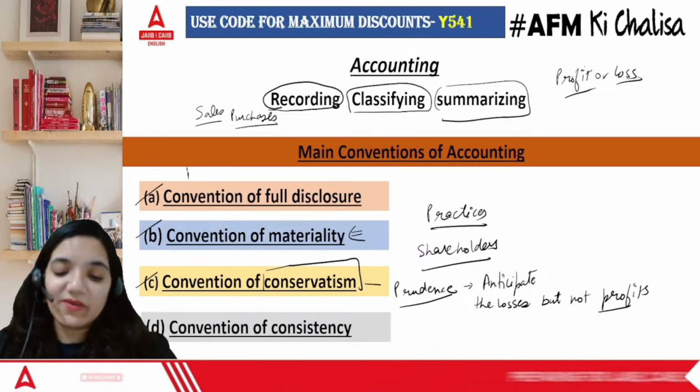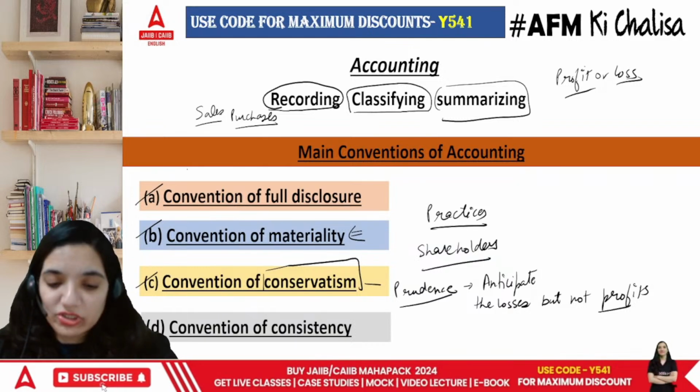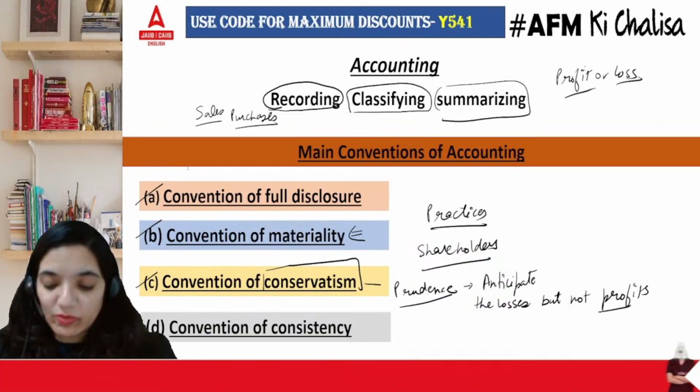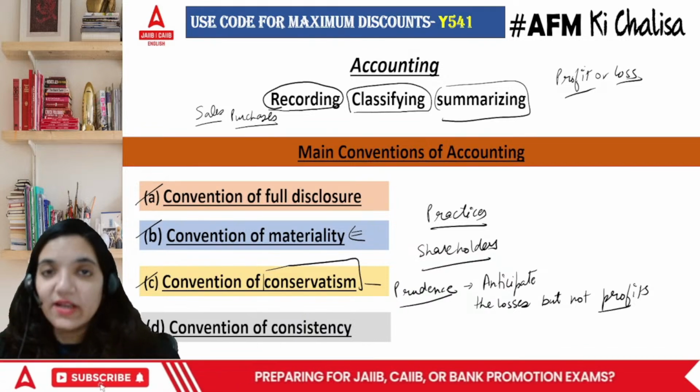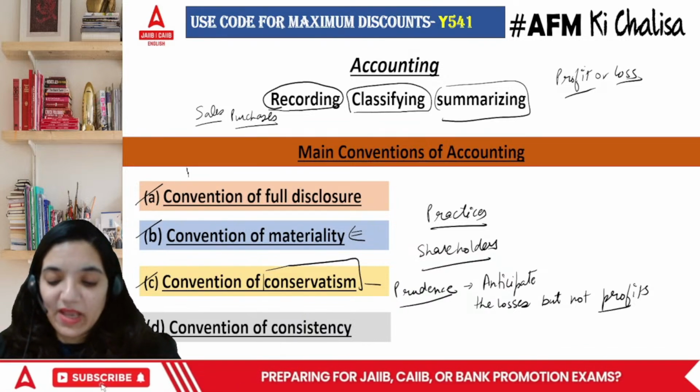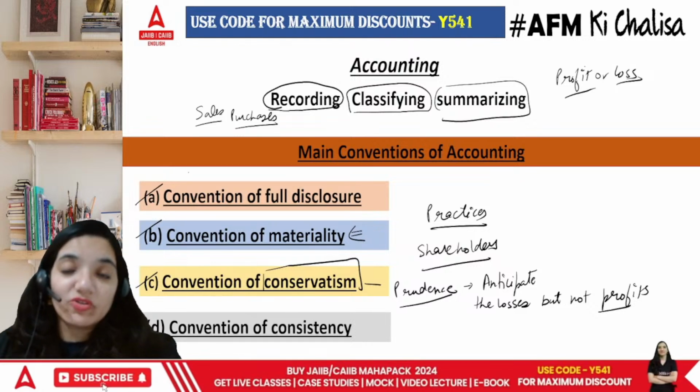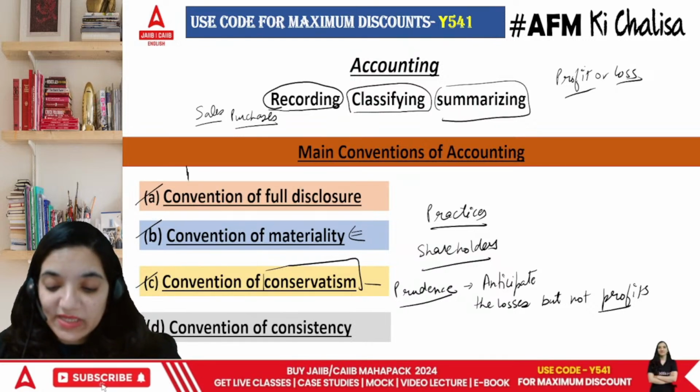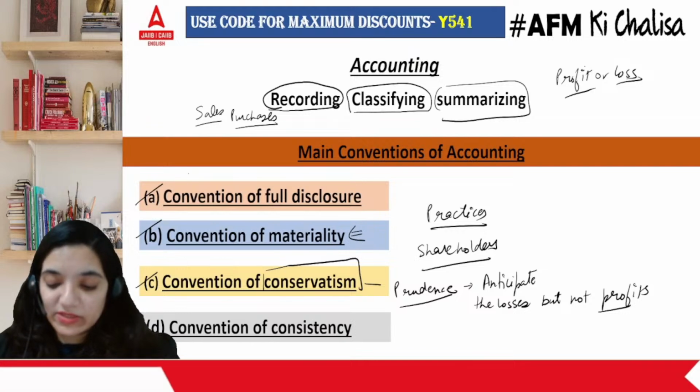Conservatism and prudence is where the owner of the organization is very much scared about whatever is happening in the business. Okay, so he's always scared, thinking I don't know whether I'll be having a good situation in the business or not. So till the time the profit doesn't materialize, I am not going to note it down.